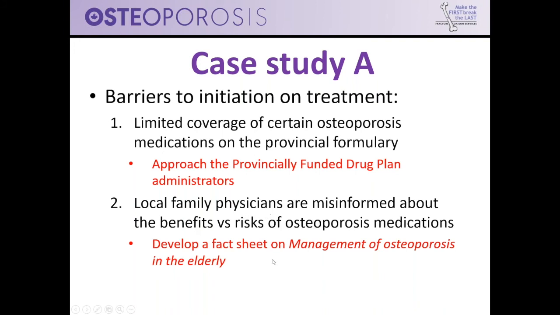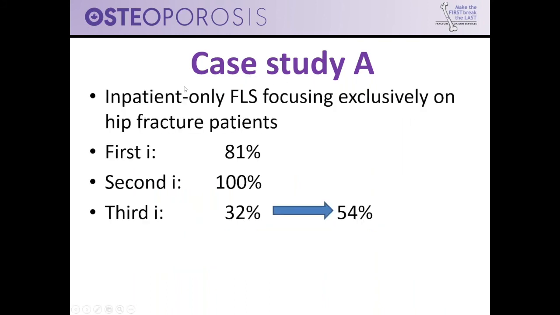In terms of the local family physicians, they've decided to develop a fact sheet on management of osteoporosis in the elderly and see if that changes the perception in the community. So again, this is a fictitious case, but we would hope that in a year's time after they implement those changes, they do another set of measurements, and hopefully they'll see that they've had a significant impact on that third eye. So that's the purpose of doing those plan, do, study, act cycles.